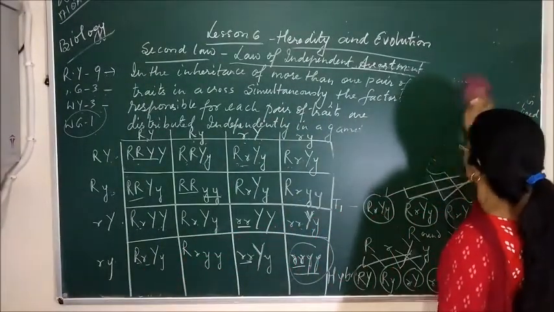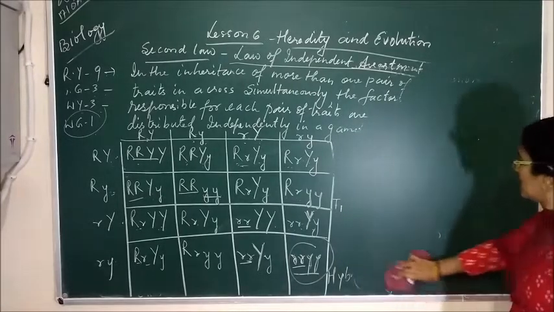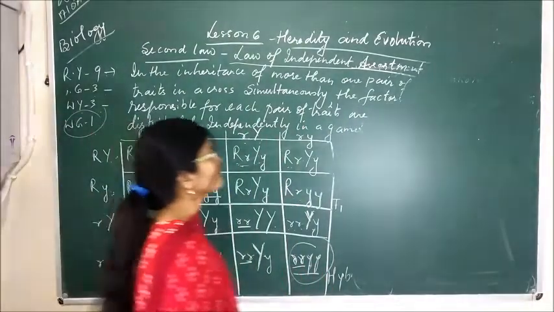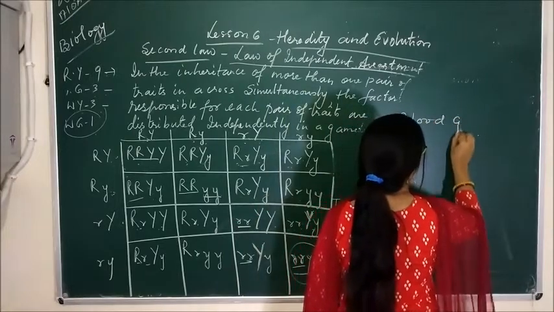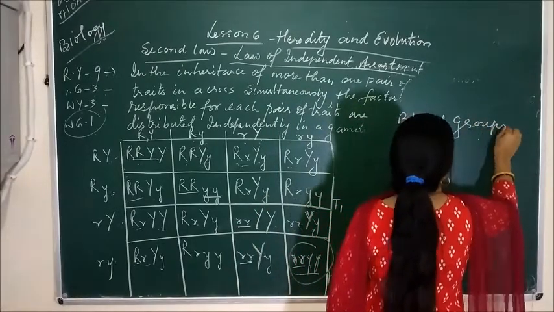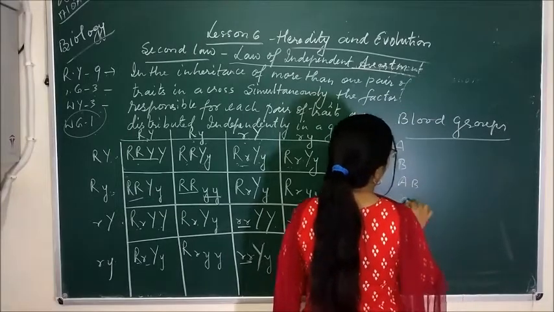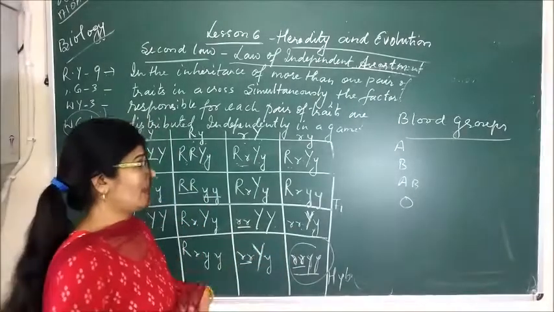We all know that we have blood groups, 4 blood groups. Out of the 4, we have only 1 blood group in our body, and you all know the 4 blood groups: A, B, AB and O. Now, what will decide which blood group our body will have?